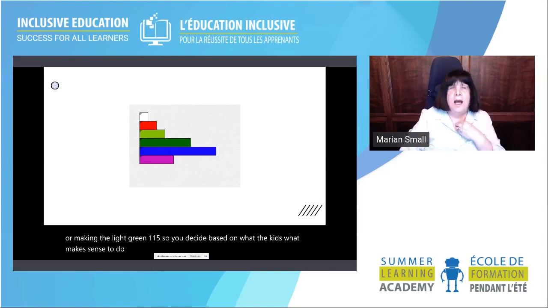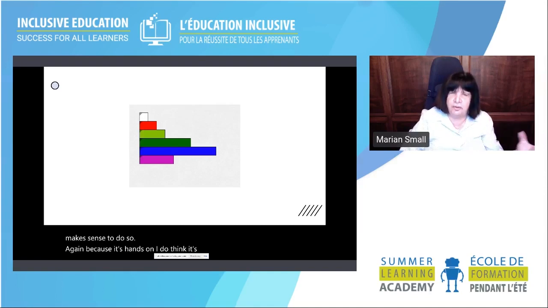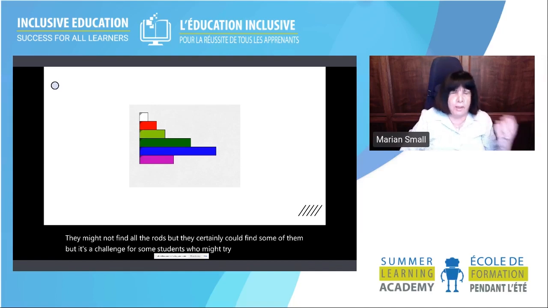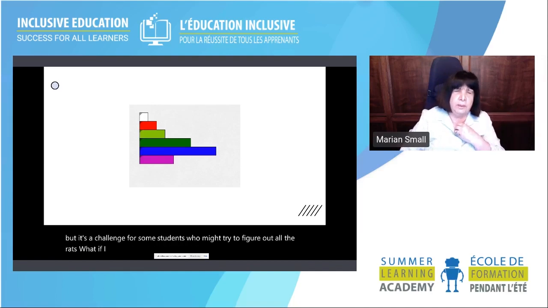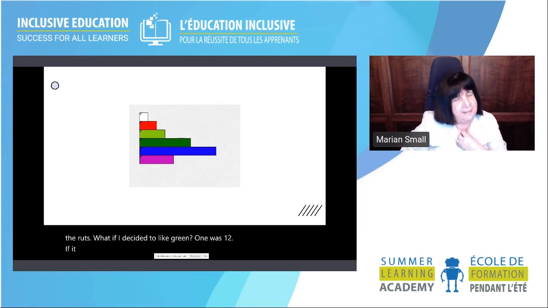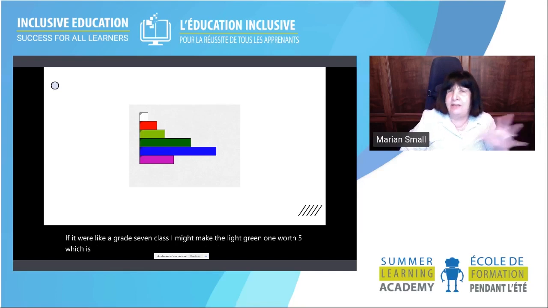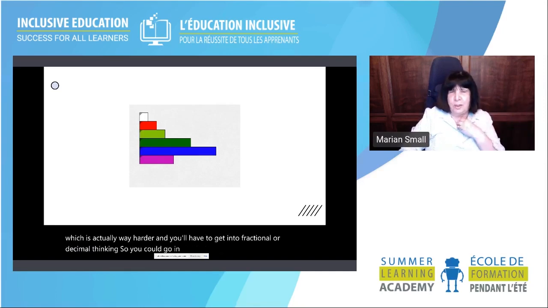So again, because it's hands-on, I do think it's accessible to lots of students. They might not find all the rods, but they certainly could find some of them. But it's a challenge for some students who might try to figure out all the rods. What if I decided the light green one was 12? If it were like a grade 7 class, I might make the light green one worth 5, which is actually way harder, and you'll have to get into fractional or decimal thinking, so you could go in that direction as well.